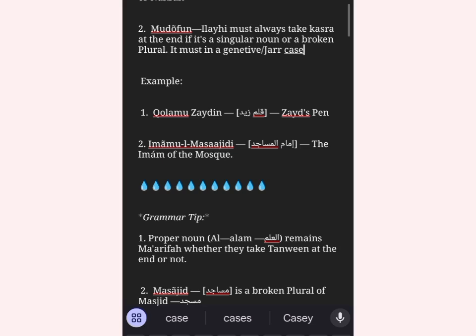Zayd's pen. Qalamu Zaydin means Zayd's pen. So Zaydin has a kasra because it is adding another thing to itself, so that must show on it. Imamul Masajidi. Masajid, al-Masajid here, is a broken plural. So it has a kasra because it is adding Imam to itself.